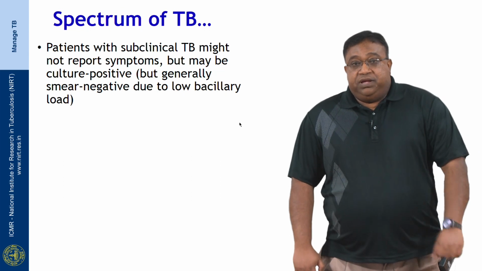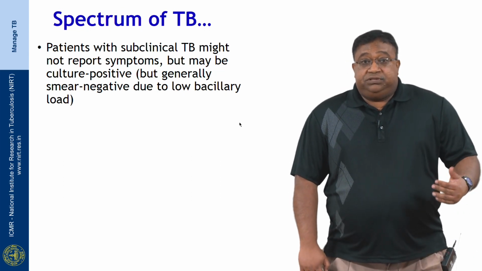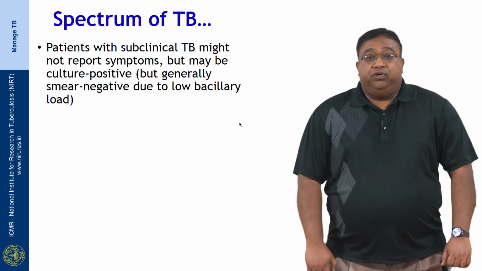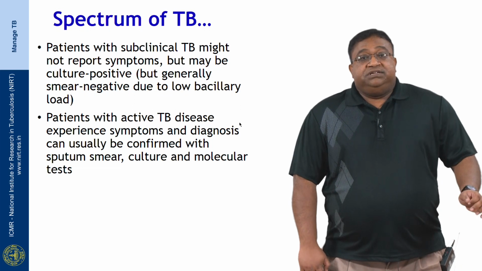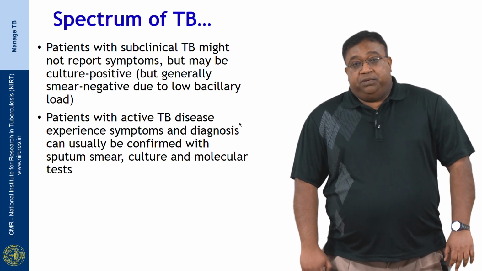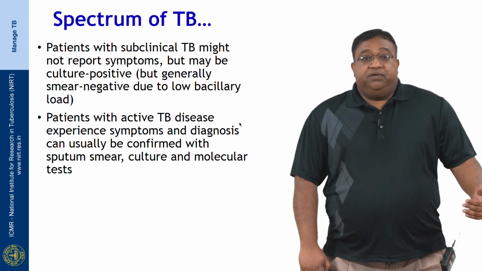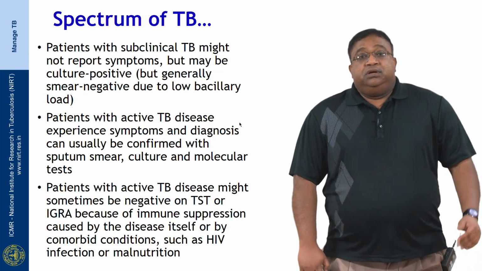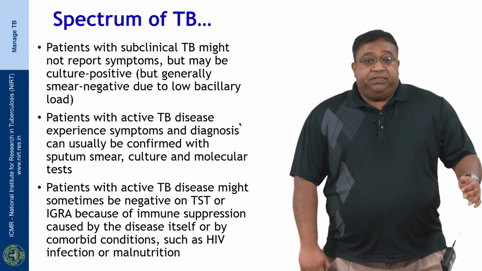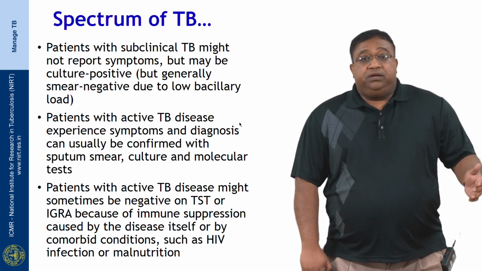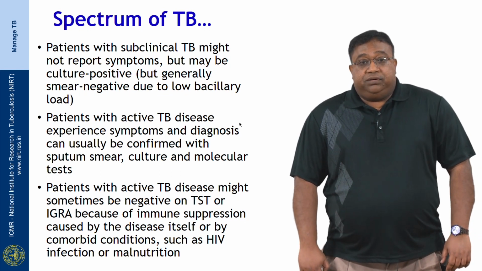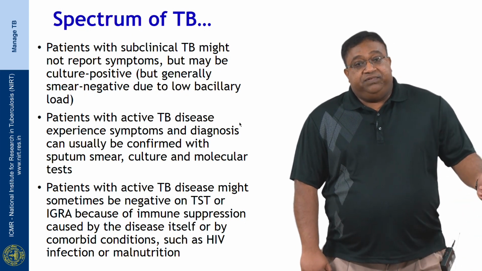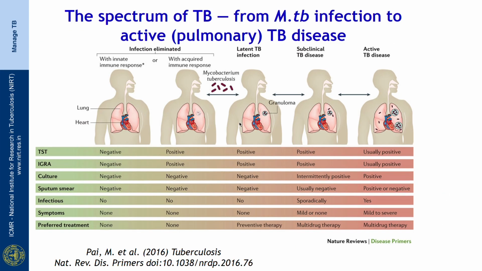Patients with subclinical TB might not report symptoms but may be culture positive, but generally are smear negative due to low bacillary loads. Patients with active TB disease experience symptoms, and diagnosis can usually be confirmed with sputum smear, culture, and molecular tests. Patients with active TB might sometimes be negative on TST or IGRA because of immune suppression caused by the disease itself or by comorbid conditions such as HIV infection or malnutrition.